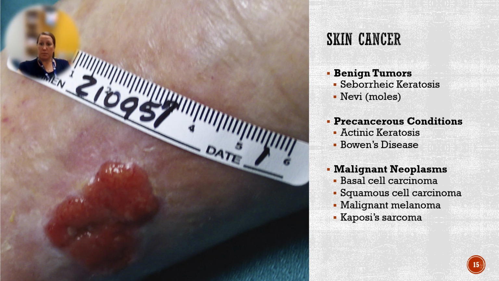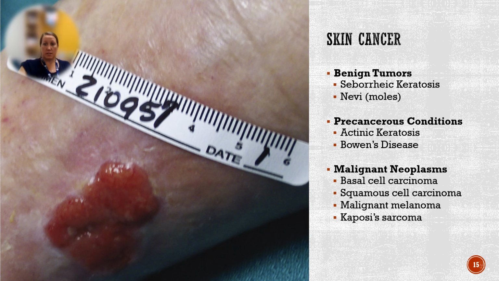Nevi are pigmented or non-pigmented lesions that form from aggregations of melanocytes beginning early in life. Most moles are pale brown, black, or flesh-colored and may appear on many parts of the skin. They vary in size and thickness, occurring in groups or singly.